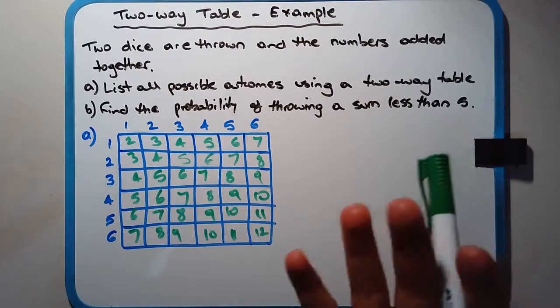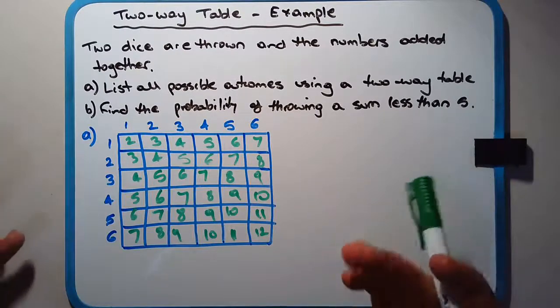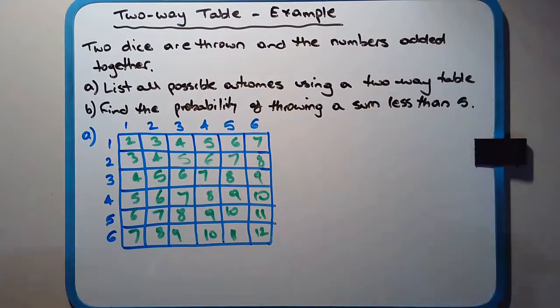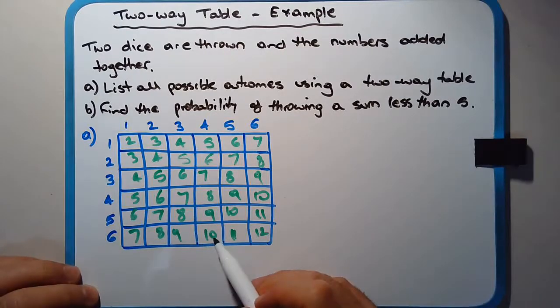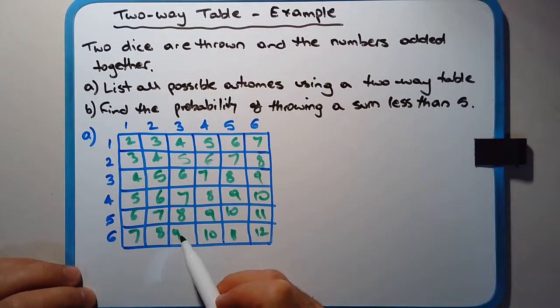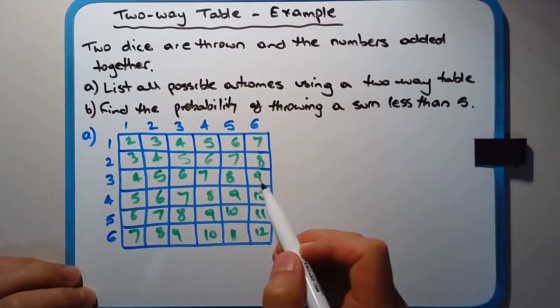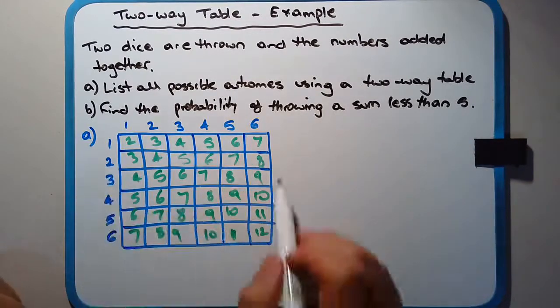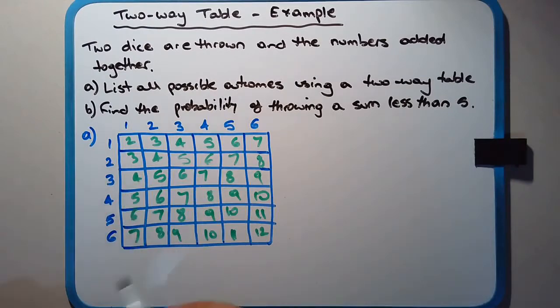Well, there's 36 outcomes, but some of the outcomes are identical. So if you notice, for example, with the sum of 10, 10 can occur 3 times. Rolling a sum of 9 can occur 4 times. So being able to use a two-way table is a very important and valuable skill in probability. Let's have a look at part B now.